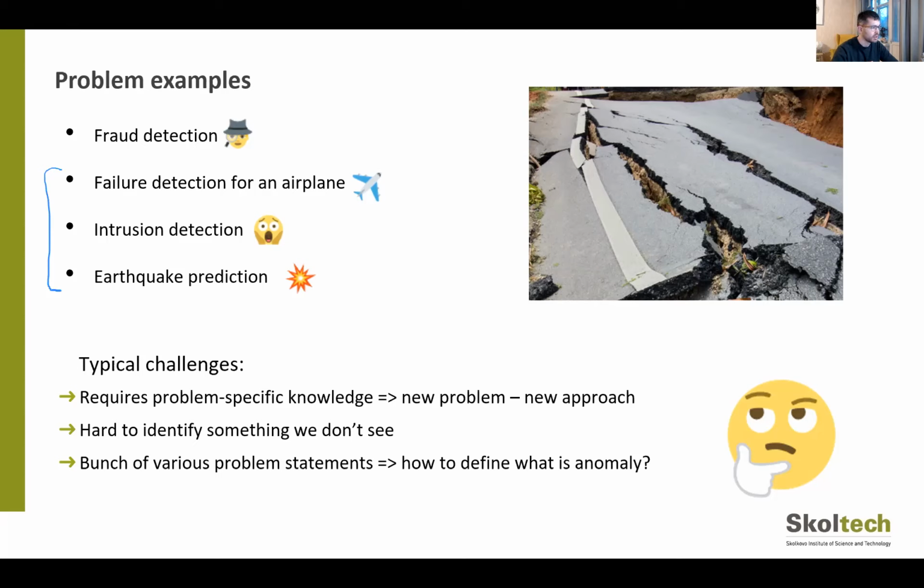Also, turning to the last points, for intrusion detection we have a corporate network, and there can be some DDoS attacks or attacks related to intrusion into this network. And we want to identify this bad behavior with machine learning approaches. For earthquakes, the story is also quite similar to what we had, but there is a lot of problem specifics that we will not consider here in the course.